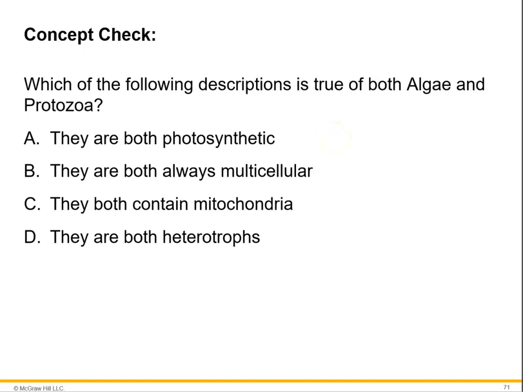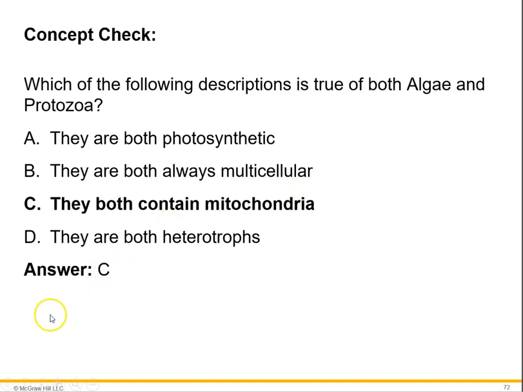D, they are both heterotrophs. No, algae are photosynthesizers, so they can produce their own nutrients. Therefore, they are autotrophs. So the answer here is C. They both contain mitochondria. Your eukaryotic photosynthesizers, in addition to having chloroplasts, are also going to have mitochondria.